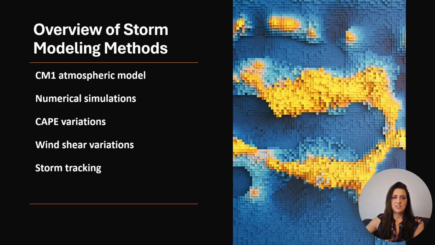The researchers created different storm environments using combinations of low-level shear, deep layer shear, moisture profiles, and instability in order to compare how storms developed under different atmospheric conditions. They tracked supercell updrafts and analyzed variables such as inflow speed, buoyancy, updraft width, and vertical velocity. These simulations allowed the researchers to isolate atmospheric processes that are difficult to observe directly in nature.